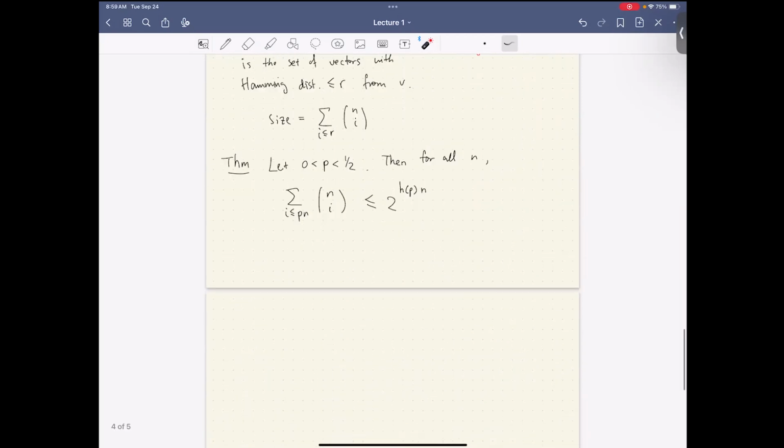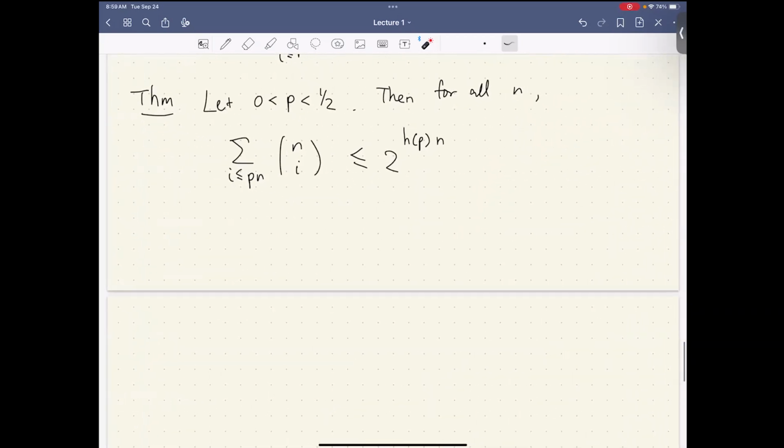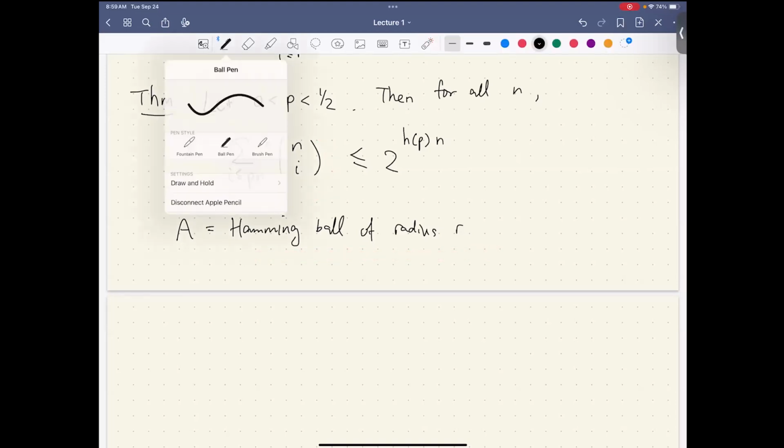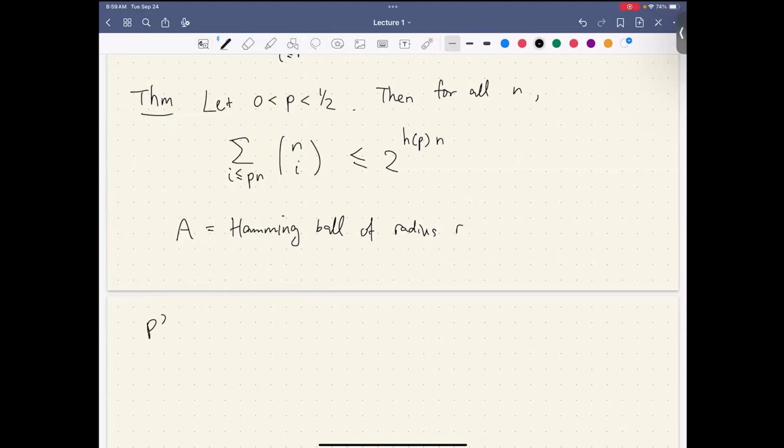All right. That already gives us the hint where to go. The set A we want to estimate is basically this Hamming ball of radius r. So what we can do is uniformly at random sample an element from a Hamming ball of radius r, and then try to get an upper bound on the entropy. So here's the proof.